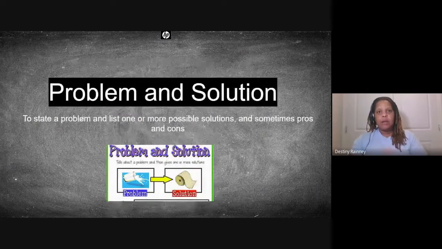And then we have problem and solution. Authors use problem and solution to state a problem and list one or more possible solutions, and sometimes the pros and cons. Look at the example on the screen. The milk was spilled. That is the problem. And the solution was to get a paper towel to clean up the milk.